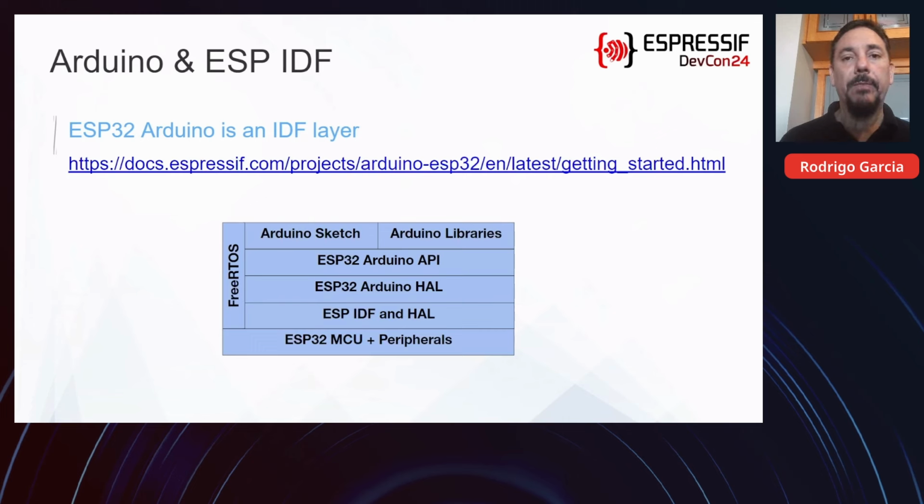The relationship of Arduino and IDF is that there is this Arduino HAL level in the middle, which is a middleware that makes the communication between the upper level, which is the Arduino API that has all the APIs for Arduino, and the lower level, which is IDF itself. All of that also has FreeRTOS available for you. If you need more information, you can go into that specific link.